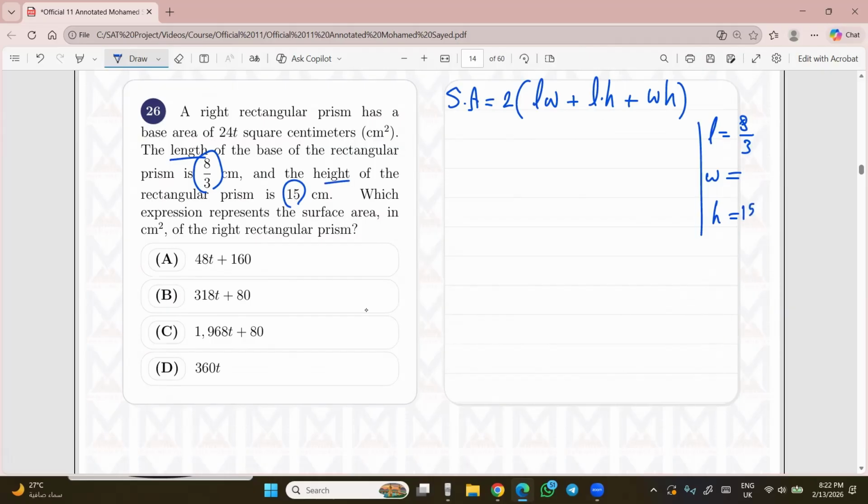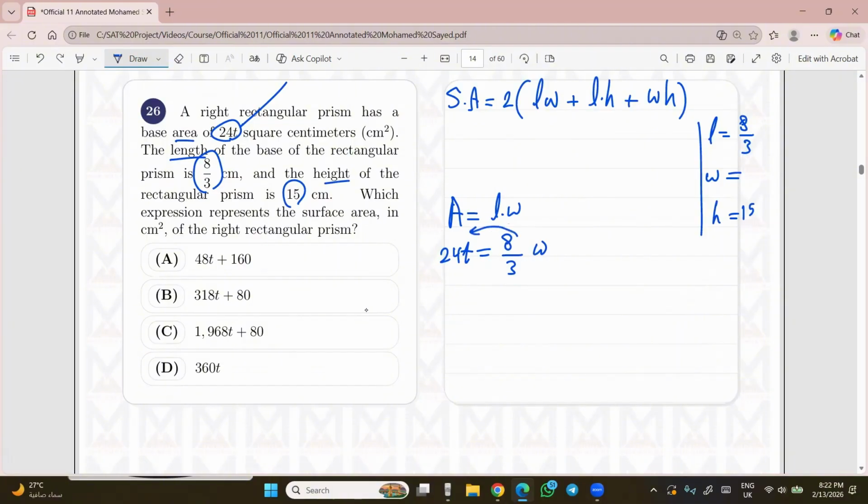How can we get the width? Because we have the area of the base, which is 24t. And the area of the base, because the base is a rectangle, is length times width. So the area is 24t, given in the question, equal to length, which is 8 over 3, times width. How can we get the width here? We remove this number.